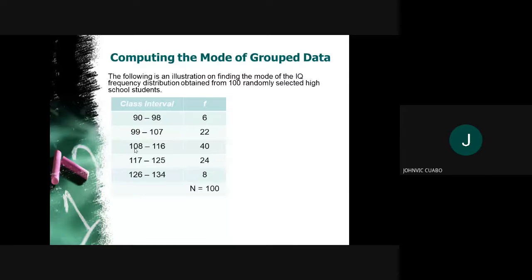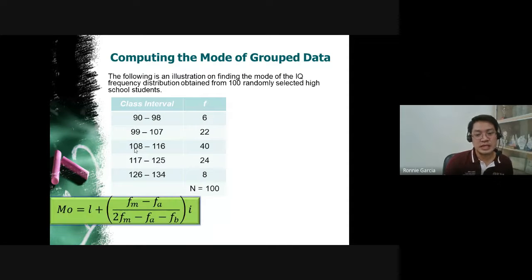107.5. Correct. So, nakita na natin ang mode class. We will now apply the formula. Since 108 to 116 is our mode class, since it has the highest frequency, our L is 107.5. What is our F sub M? The frequency of the mode class.